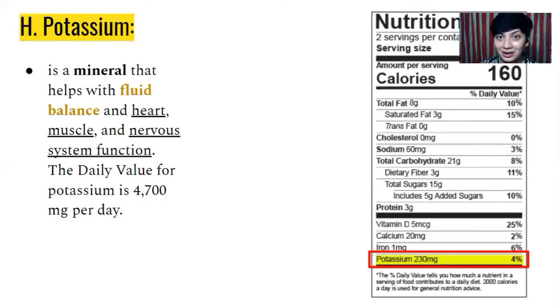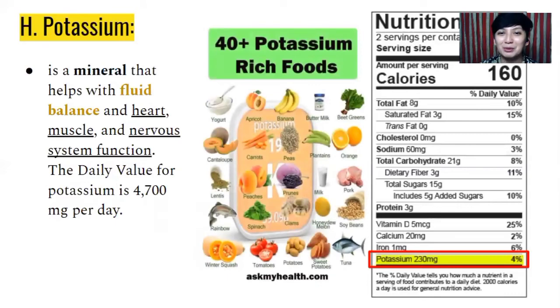And take note of these examples. 40 plus potassium-rich foods. Yogurt, apricot, o wala tayo niyan. Banana, buttermilk. Okay, we have oranges, we have cantaloupe, we have carrots, peaches, yan, siguro may makikita kayo niyan, milk, pork, soybeans, and then some fishes, spinach, and so on and so forth, as you can see in the picture. And there are a lot of foods that contain potassium. Okay? It's very good for your health.